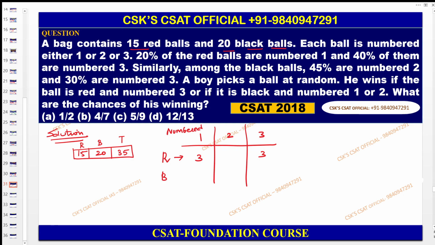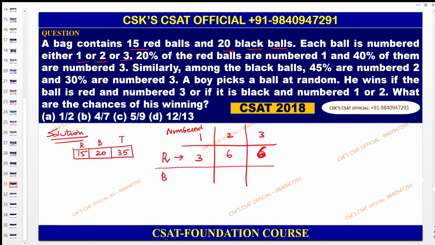Now, what would be the 2? He says that either 1 or 2. So which means that sum of this you need to subtract from the total red balls. So therefore your 15 minus 6. Right. Actually, double of this one. So 15 minus 9. Right. What is the 15 minus 9? 6 here. So now you understood this part. Now, next one.